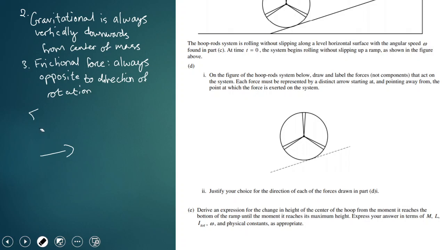Or sorry, I drew this the wrong way. But our frictional force has to be opposite the direction of rotation. And so if our frictional force is like this, it has to be opposite to our direction of rotation, which has to be in this direction. So yeah, I did draw it right. So I can write, and so it must be pointed up the incline.